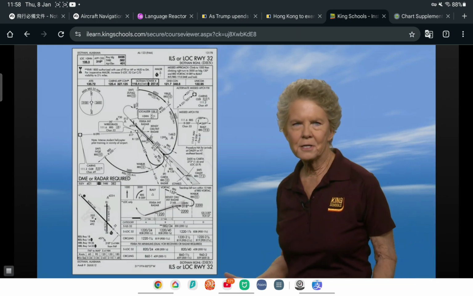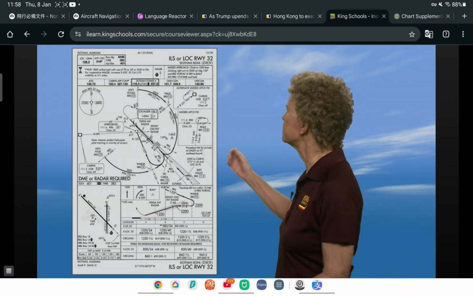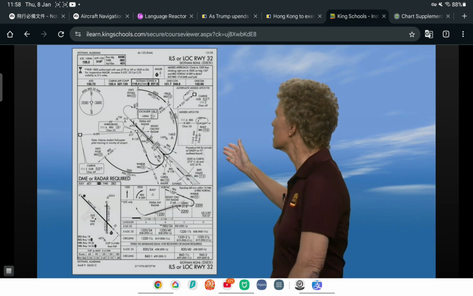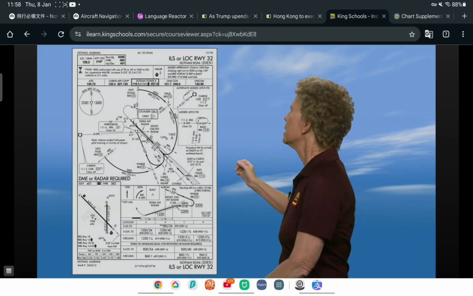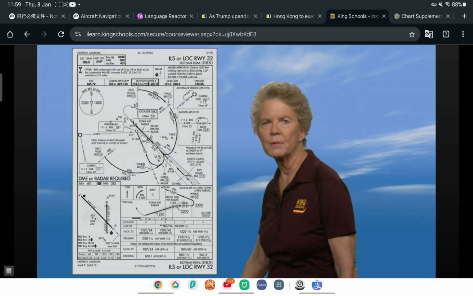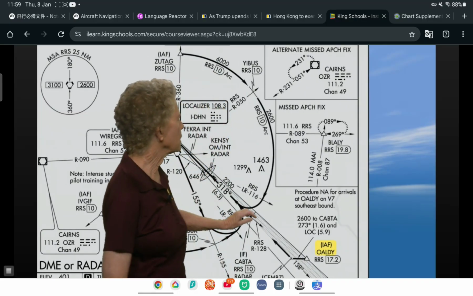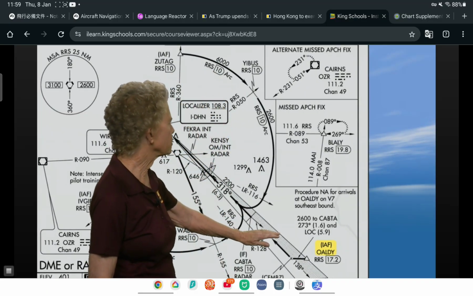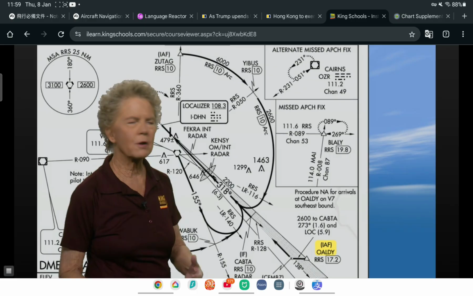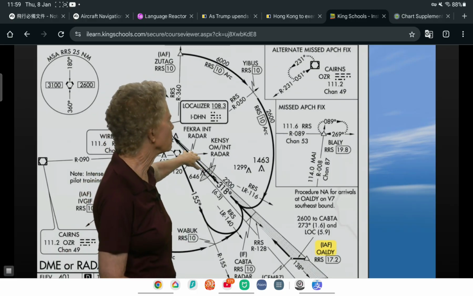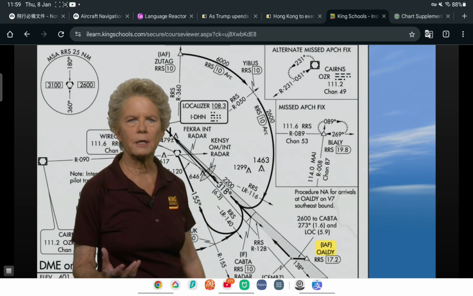All right, now let's take a look at another approach. This is the ILS or Localizer runway 32 approach into Dothan, Alabama. Suppose you're flying northwest bound over the Uvalde intersection and you're cleared for the straight-in localizer approach. How should you begin the approach?